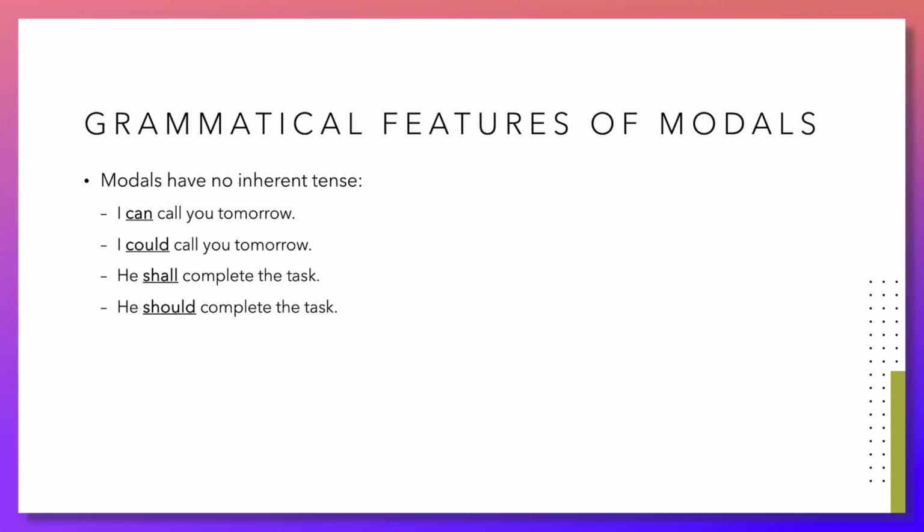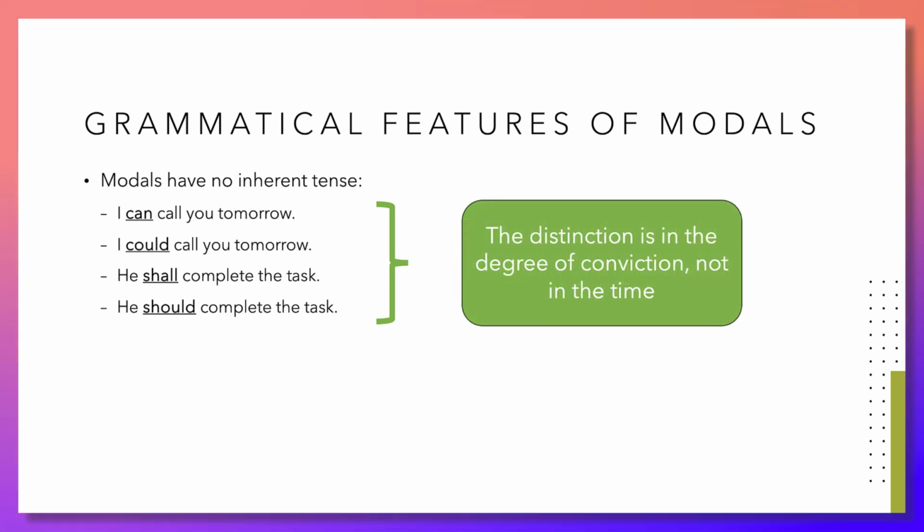Compare the sentences on the screen in front of you. I can call you tomorrow, and I could call you tomorrow. Both refer to the future. He shall complete the task, and he should complete the task do as well. The distinction between can and could is not time, but in the degree of certainty.